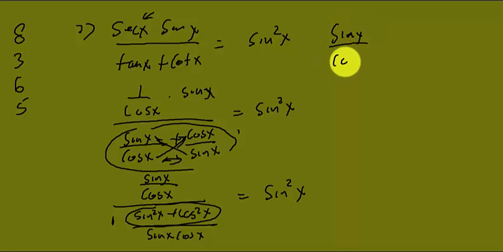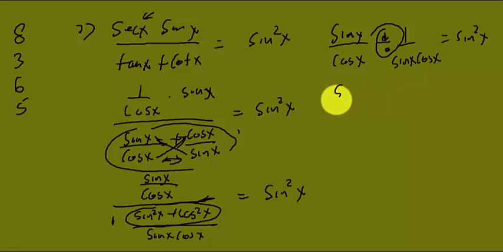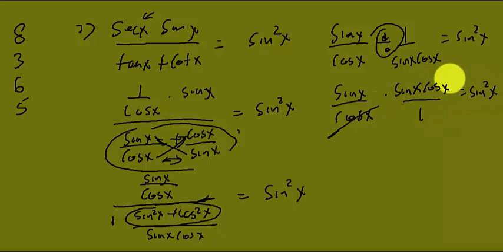So my left side now looks like this: sine x over cosine x. This is a division symbol right there. So divide that by 1 over sine x cosine x, and that's equal to sine squared x. Of course, we convert all divisions to multiplication, so this gets flipped. You get sine x over cosine x times sine x times cosine x over 1 is equal to sine squared x. Cosine is going to cancel out. I get sine squared x equal to sine squared x. And that's done.